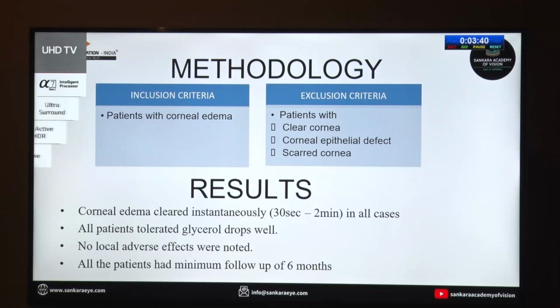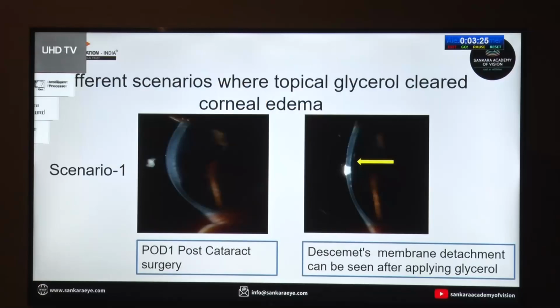Inclusion criteria were patients having corneal edema, and exclusion was patients having a clear cornea. Obviously, when there is a clear cornea, we don't need to put any hypertonic agent. Patients having any corneal epithelial defect and any scarred corneas were also excluded. So I'll be presenting this in 5 scenarios.